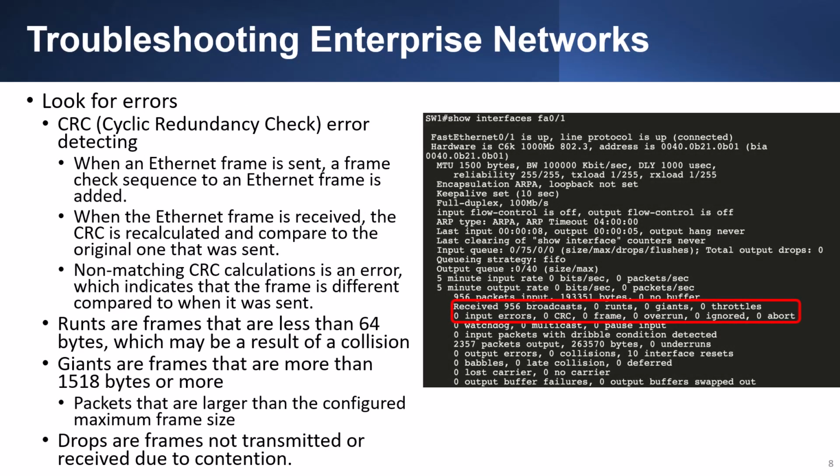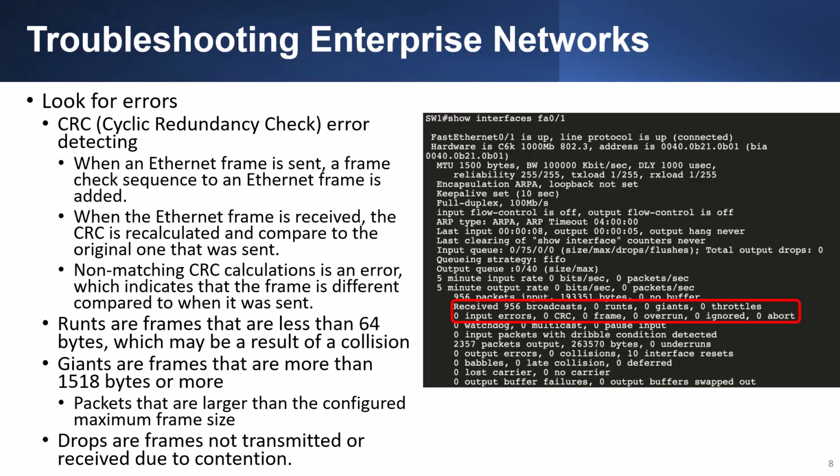Look for errors. Cyclic Redundancy Check, or CRC, error detection. When an Ethernet frame is sent, a frame check sequence is added to the Ethernet frame. When the Ethernet frame is received, the CRC is recalculated and compared to the original one that it was sent with. A non-matching CRC calculation is an error which indicates that the frame is different compared to when it was sent.